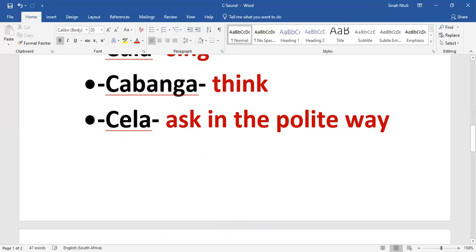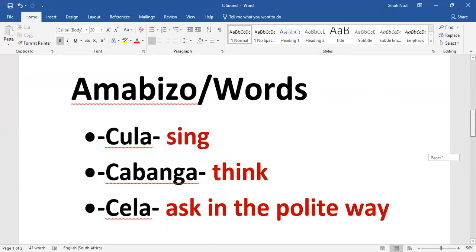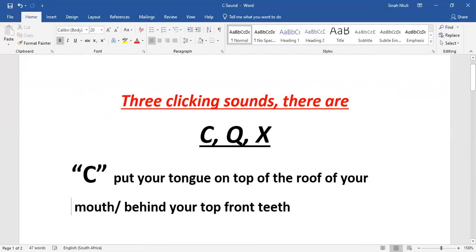And the last one we have here is the popular one. Icici. Icici means earring. Okay, so that's it, grade 3s. Please don't stop practicing this clicking sound. Remember, where's your tongue? On top of the roof of your mouth or behind your top front teeth. Okay.